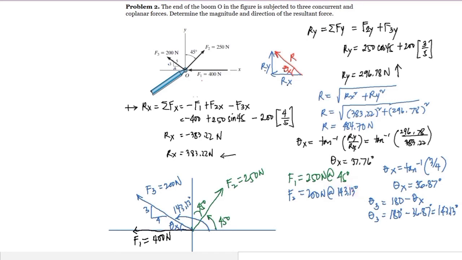Now for the last force, it is just horizontal. So we have here 180 degrees. So this force has the magnitude of 400 Newton at 180 degrees.